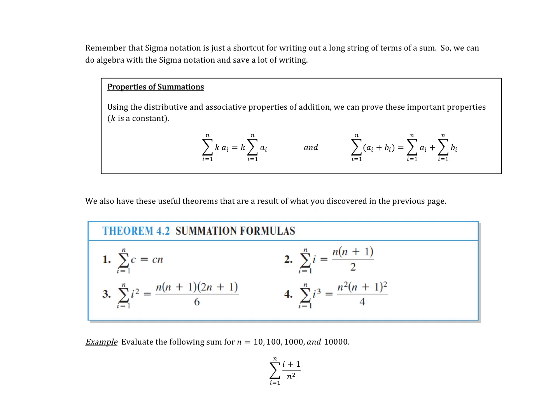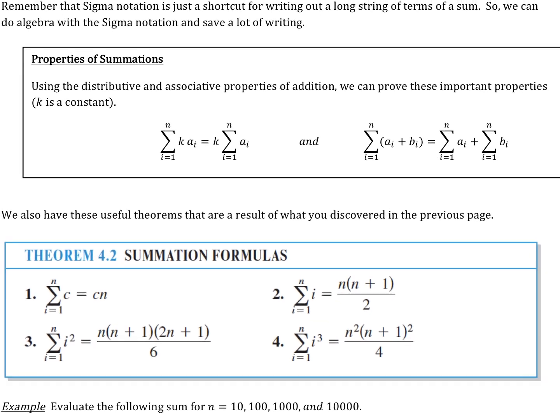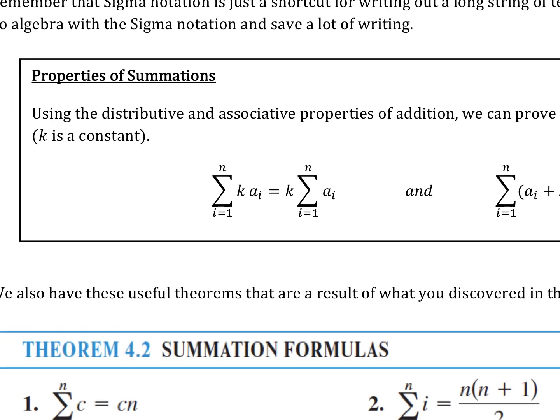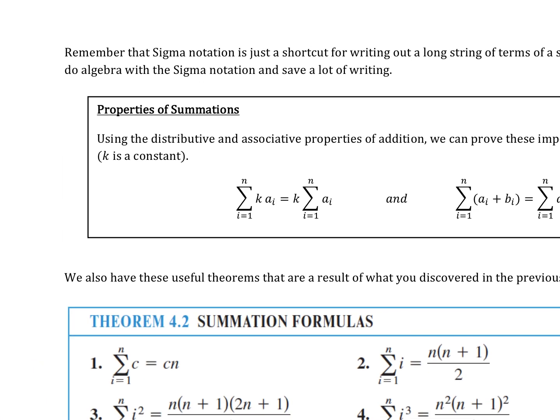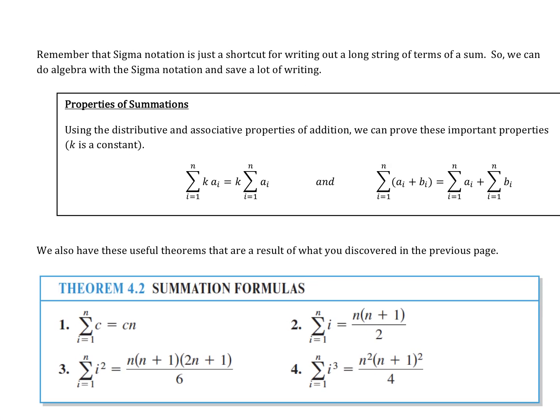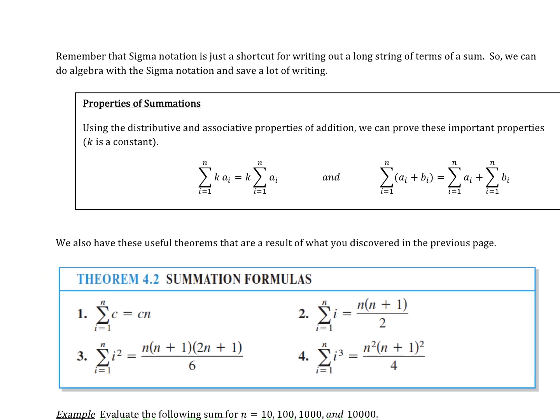And we don't have to necessarily write out the whole summations. So some things to remember here. Remember that sigma notation is just a shortcut for writing out a long string of terms. So we can do algebra with sigma notation without writing all those terms out. We might have hundreds and hundreds of terms, but we can do a lot of work with it without actually writing those out. So using the distributive and the associative properties, we could say this.